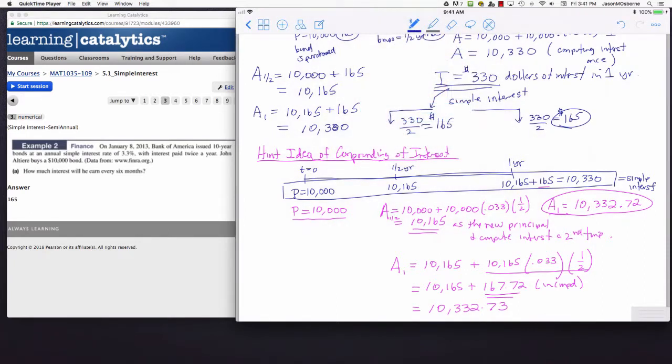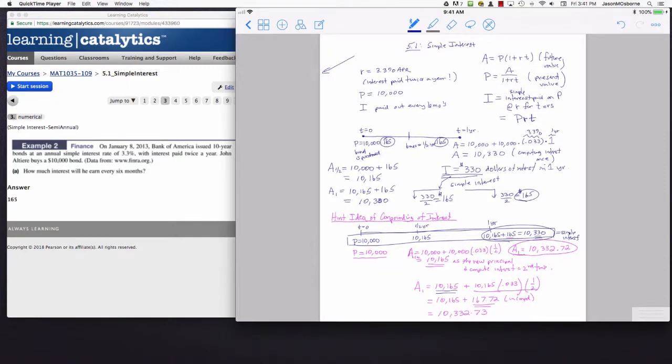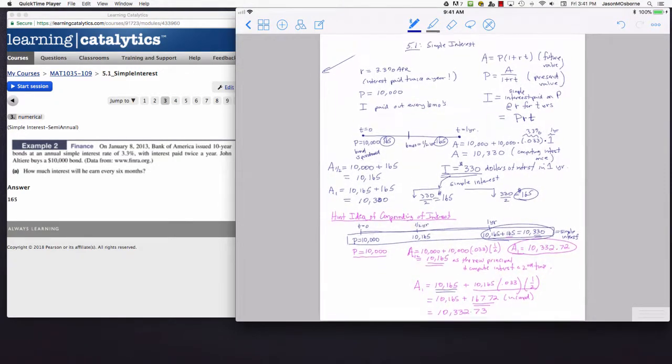If you compute interest only once, then you have $330 of interest. But if you compute simple interest twice, as we did in the pink case, in two steps where the principal changes each time, then you can have more money by the end of the year. So that is a pretty quick example of the difference between simple interest and compound interest.